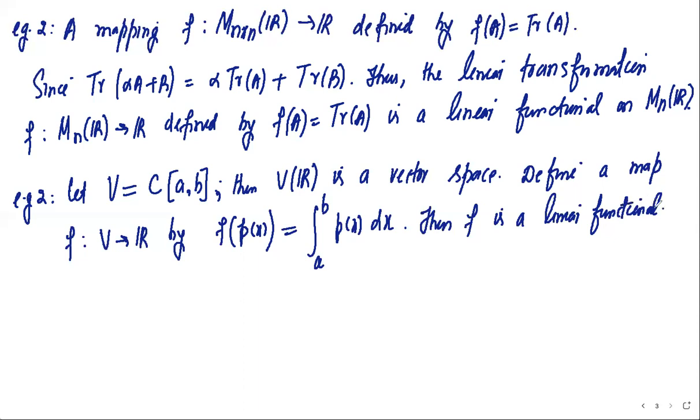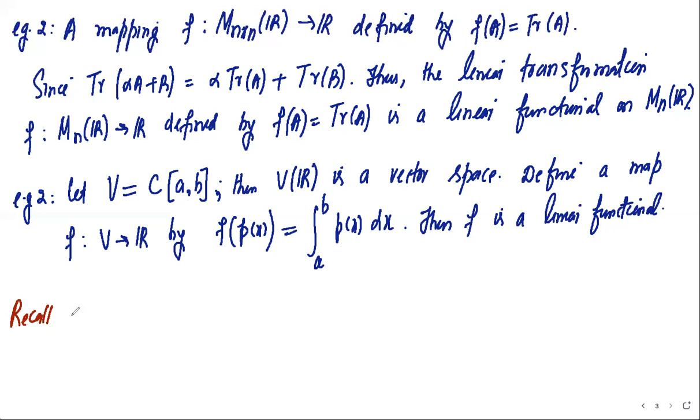So these were certain examples of the linear functionals. Now we can proceed further and discuss some properties of the linear transformations, linear functionals and the dual spaces. Before we define the dual space, we shall recall the set of all linear transformations between two vector spaces.